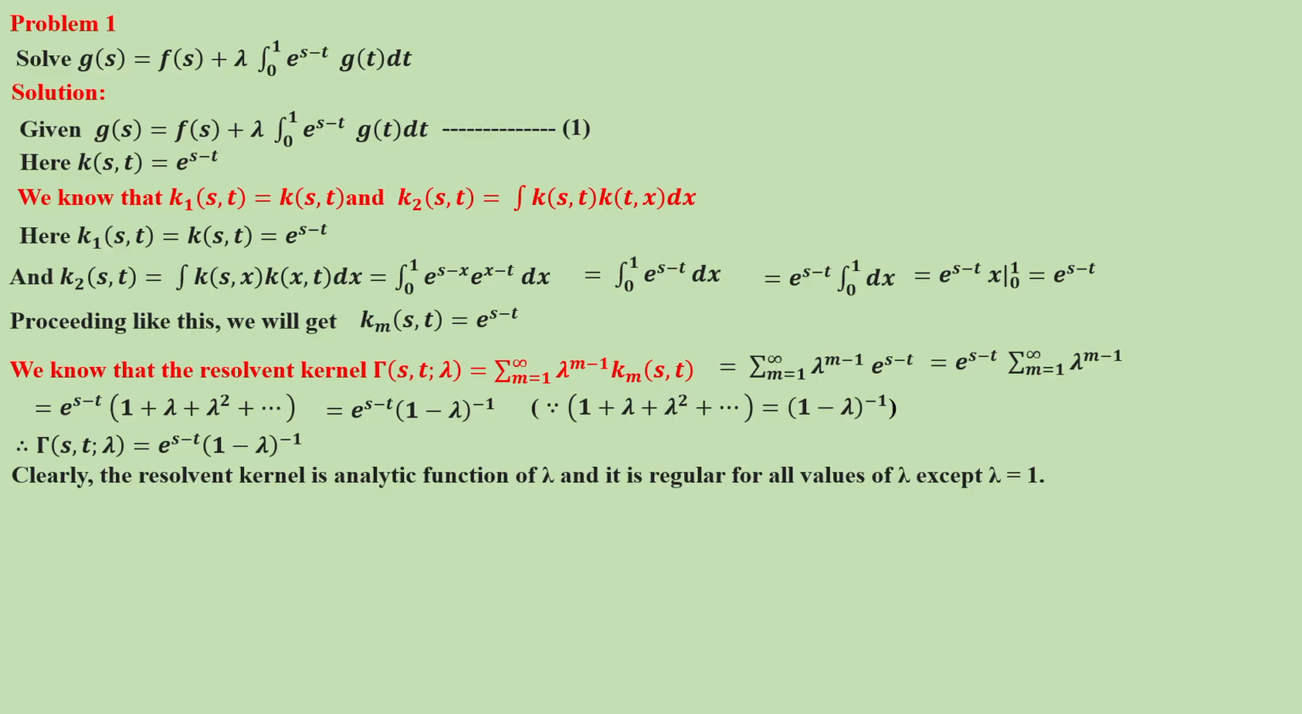So when you put λ = 1, it will become infinite, right? Because (1 − λ)^(−1) is equal to 1/(1 − λ). When λ = 1, it is 1/0, that is infinite. It does not exist. So except at that point it will be differentiable, that is regular. Also λ = 1 is the simple pole of the resolvent kernel, right? When λ = 1, you will get the simple pole.